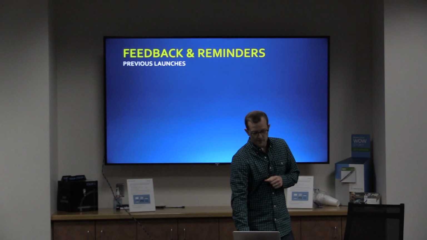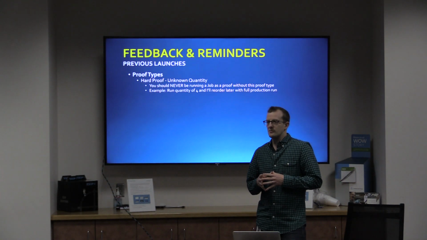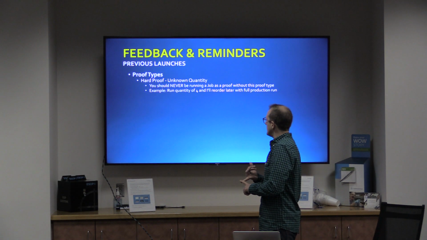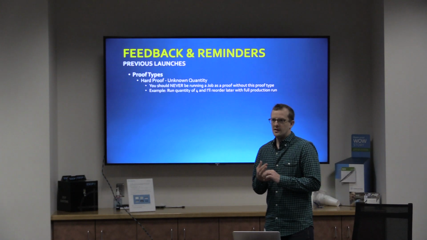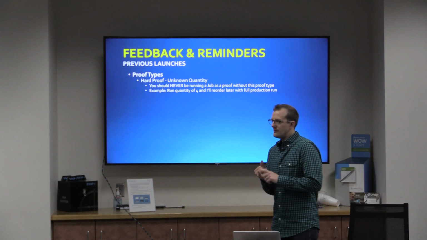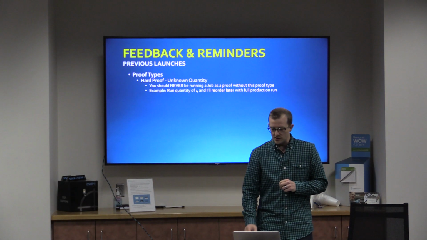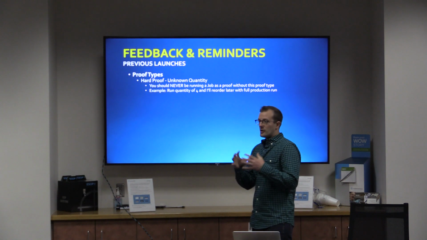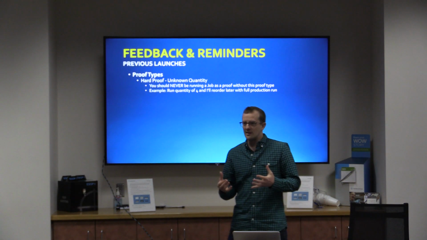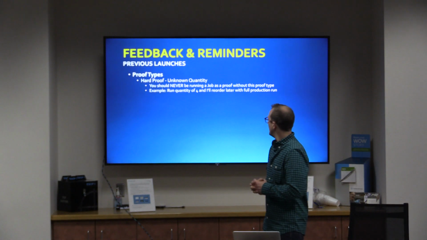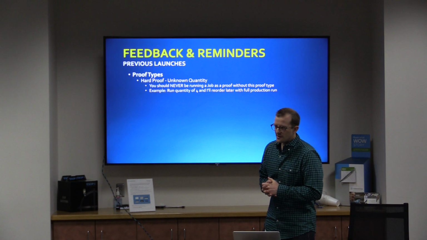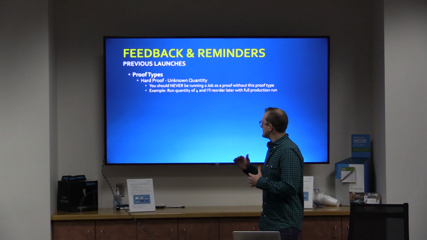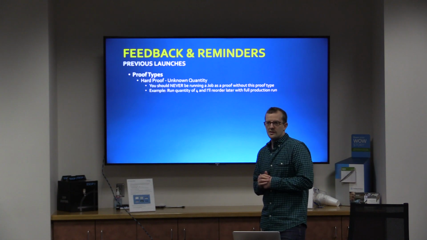So, some feedback from previous launches. Proof types. We've launched a couple different proof types. Prototype and hard proof unknown quantity. The main thing that we're having some issues with is the unknown quantity. An example would be, I'm running a quantity of 4, because I need a couple proofs for myself, a couple for the clients. I don't really know how many I'm going to be doing, so I'll just reorder it later when I know more about it. In that scenario, that's when you should be using the unknown quantity proof type.